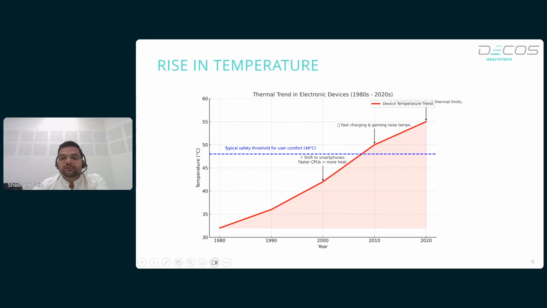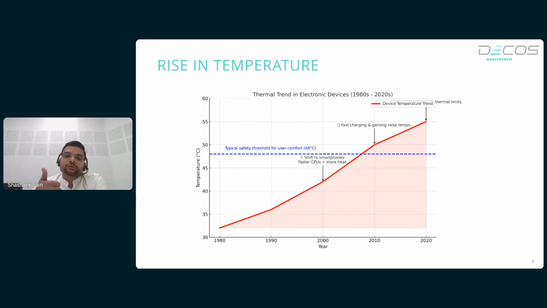In this case, it's a cell phone. So while the device size has decreased, the internal heat generation has significantly increased because of the rise in the components which are being integrated into the electronic device. Now, this makes thermal management more challenging than ever.